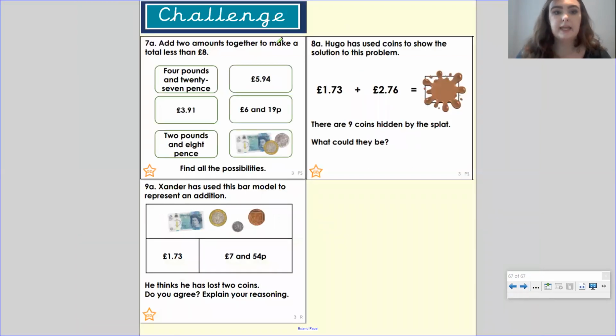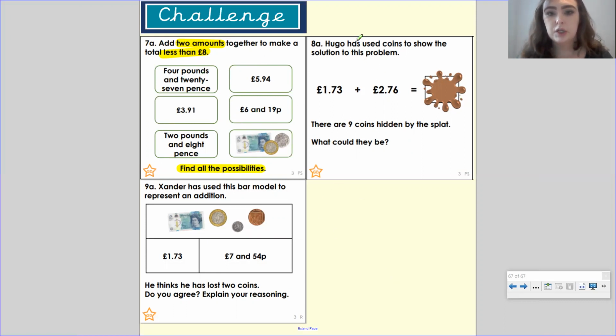Okay, then this is another challenge. I know a lot of you said that you were finding maths really easy at the moment, so this is a big challenge for those of you who are finding it really easy. So this question, add 2 amounts together to make a total less than 8. And then you've got all the totals here, and I want you to find all the possibilities that you can. Now, this is where you're going to use your systematic combinations process that we looked at last week to help you to find all of the possibilities.